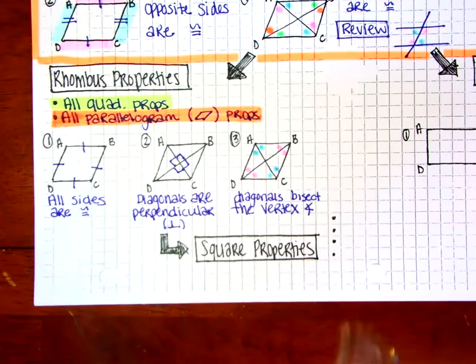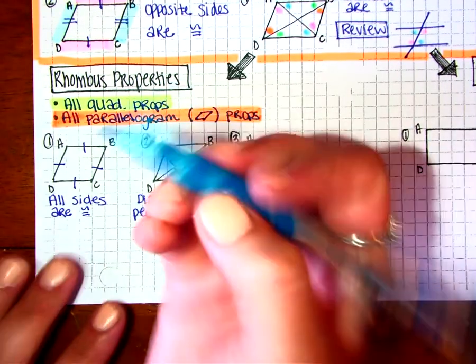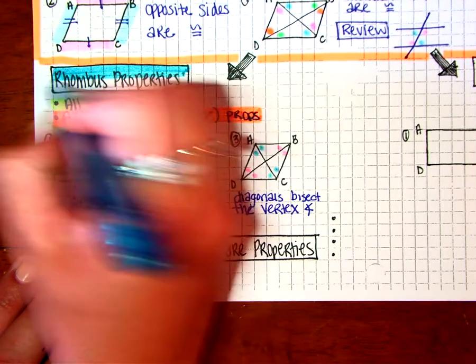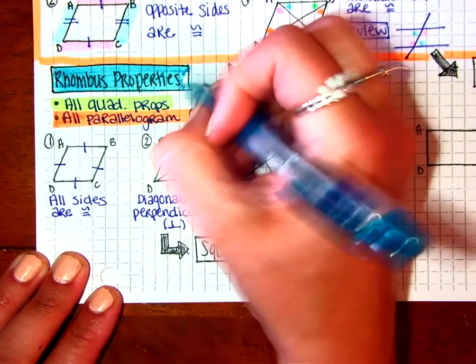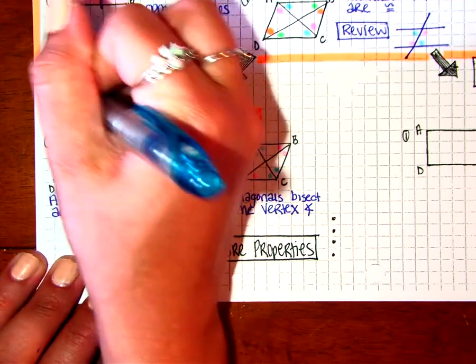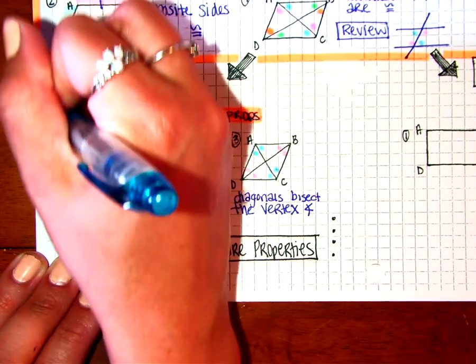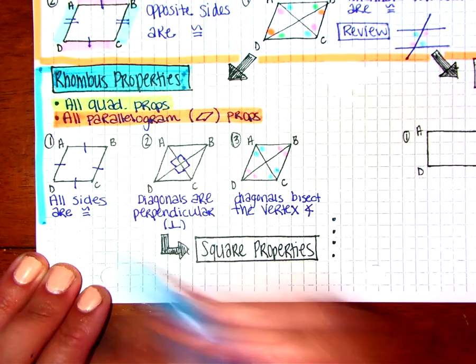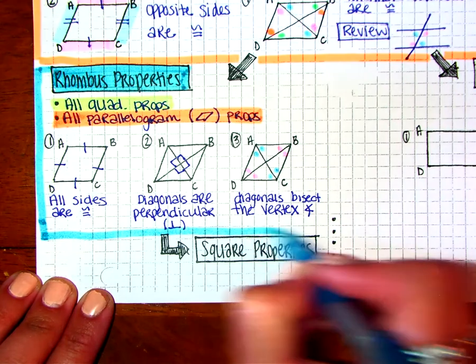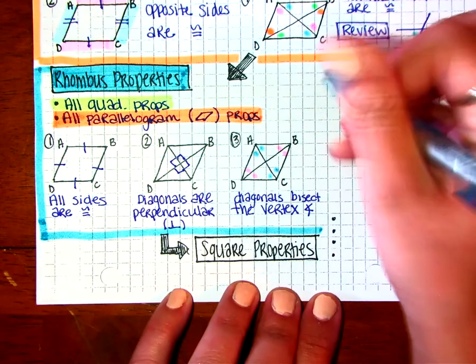These rhombus properties right here, so the rhombus, what it does is it inherits these three properties from no one. Like, these are its own unique properties.